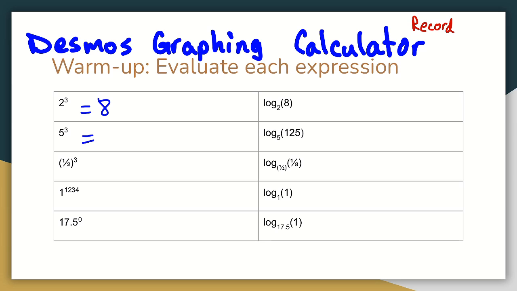5 to the third power, well, 5 times 5 is 25, times another 5 is 125. 1/2 to the third power, well, I can think of that as 1 to the third power over 2 to the third power, which is 1 over 8. That's also, if you want to convert it to a decimal, 0.125.